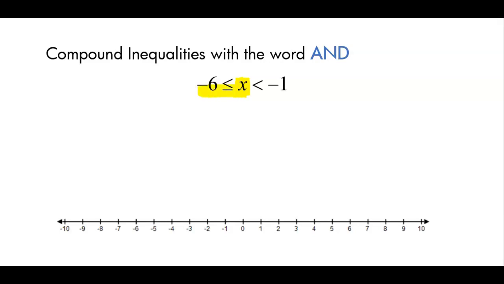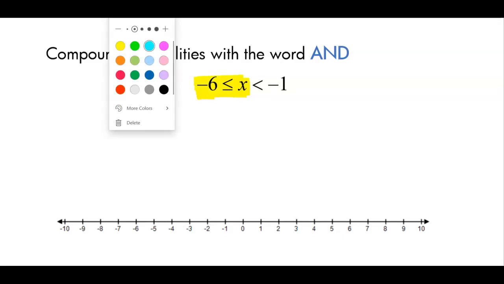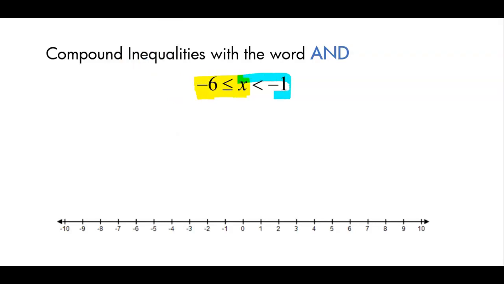So I'm looking at this as its own inequality, and then I'm looking at this as its own inequality. So in other words, this is saying I'm interested in all the numbers that are in between -6 and -1. And here's what that will look like.